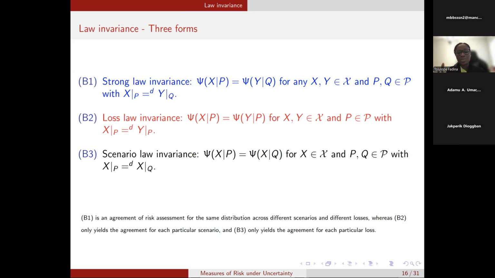So when we look at these three conditions, we realize that the most practical one is actually the loss law invariance, because if I have two portfolios in the same economy and these two portfolios have the same distribution, then it's natural for me to assign the same risk value to this particular distribution. The one that is less practicable is this particular one, because if I have the same portfolio with the same distribution and I'm looking at them in two different economies, bad economy and good economy, intuitively, a risk analyst is going to assign more risk to that portfolio in a bad economy than it would have done in a good economy. So this doesn't come too natural to us in terms of application.